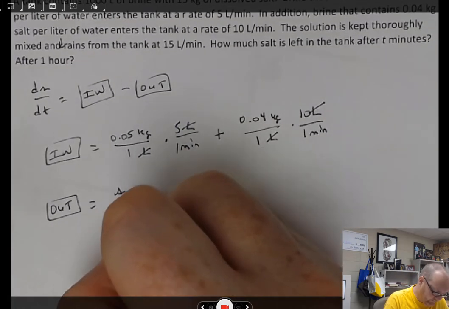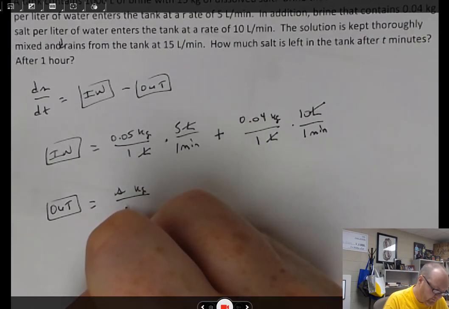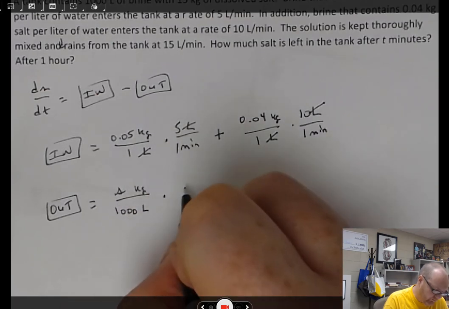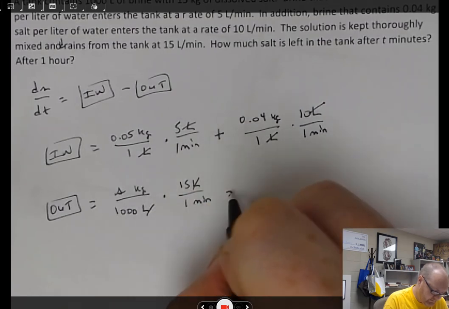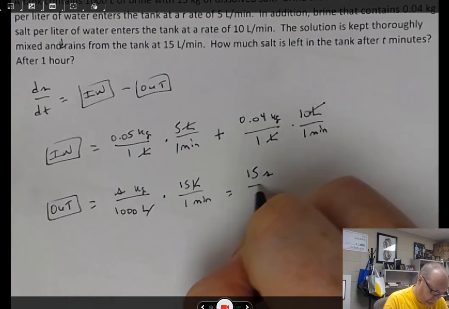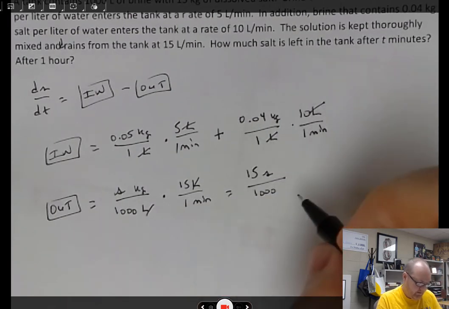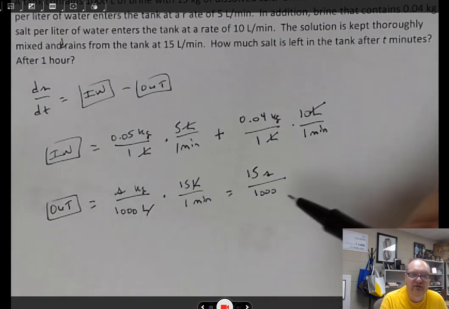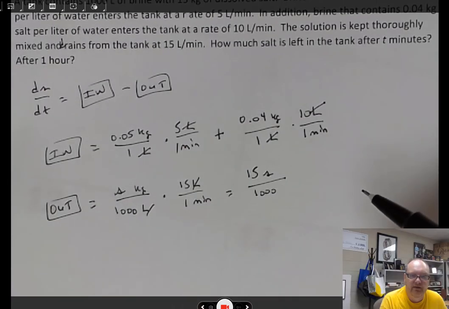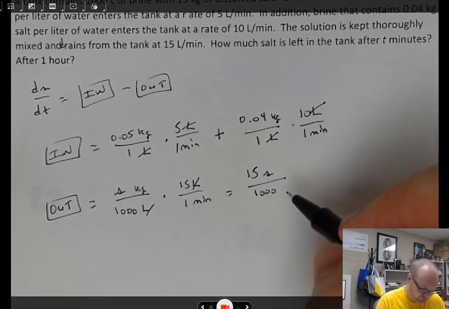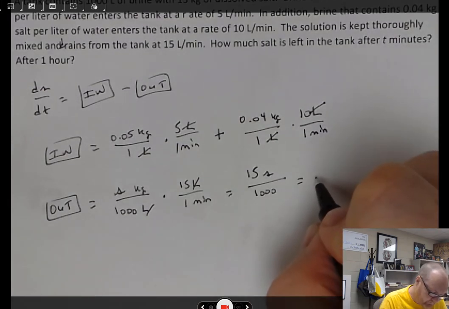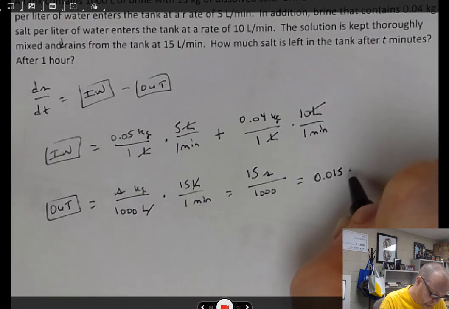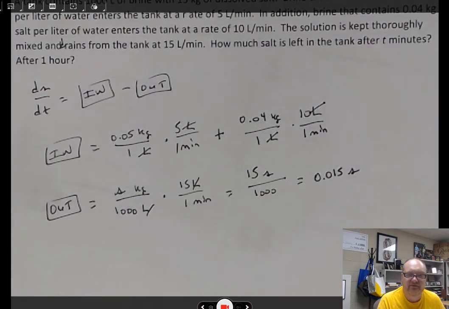S kilograms per 1,000 liters, and it's draining at a rate of 15 liters per minute. So I'm left with 15S over 1,000 kilograms per minute. And that, I'm sure, reduces, but let's just do a decimal. So 15 1,000ths S is the out rate.